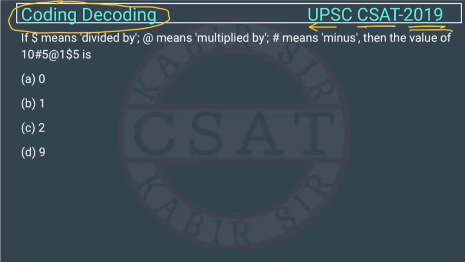of 2019. If the dollar sign means divided by, the at-the-rate sign means multiplied by, and this sign means minus, then what is the value of this? So this is hashtag, which we will convert into 10. Hashtag is minus, then 5, the at-the-rate sign means multiplied, 1, the dollar sign means divided by 5. So we just have to solve this.